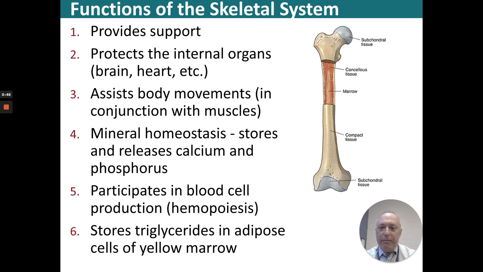So the functions of bone, there are several. First of all, it provides support. Secondly, it protects the internal organs like the brain, the heart, the lungs. The third is it assists in body movement in conjunction with muscles that pull on the bones to move it. Bones establish mineral homeostasis, where calcium and phosphorus are stored and released as needed. Bone participates in blood cell production or hemopoiesis. And finally, there is some storage of triglyceride for slow release of energy.